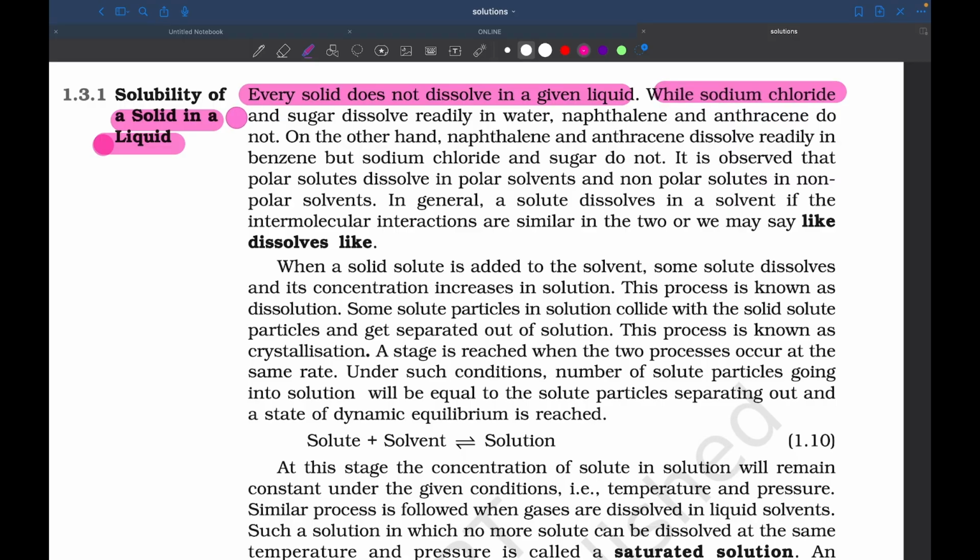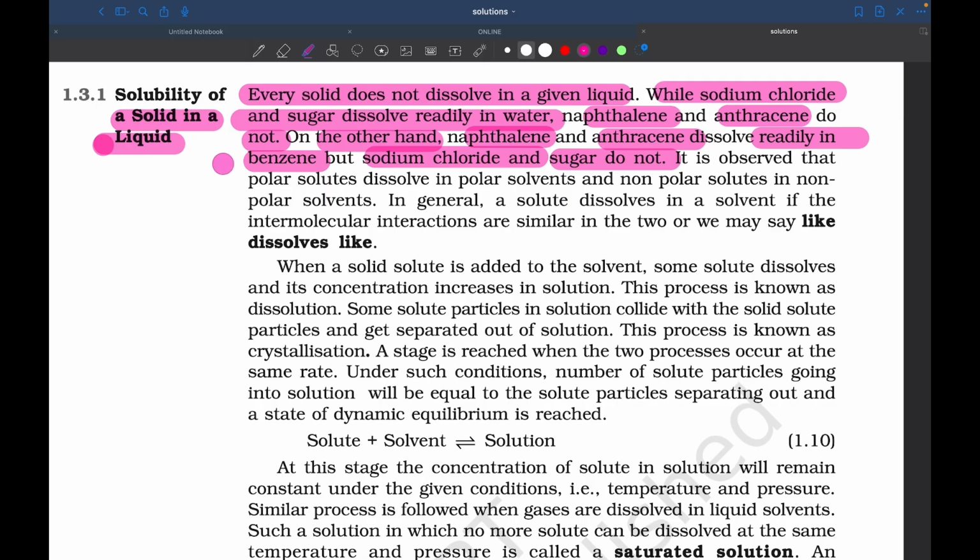While sodium chloride and sugar dissolve readily in water, naphthalene and anthracene do not dissolve in water because they are unlike solvents. On the other hand, naphthalene and anthracene dissolve readily in benzene, but sodium chloride and sugar do not dissolve in it. We know that like solutes dissolve in like solvents.